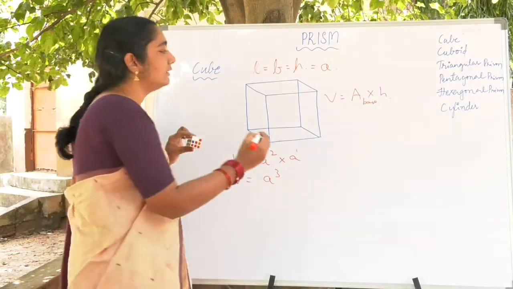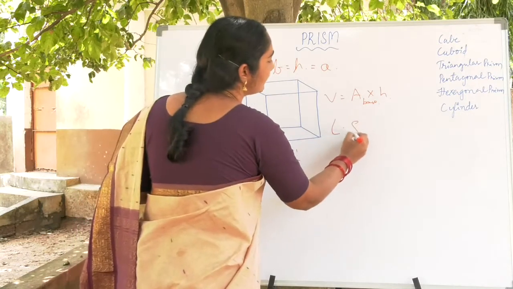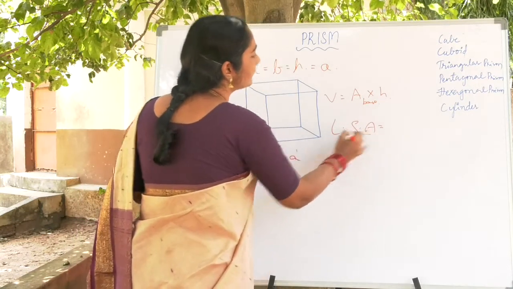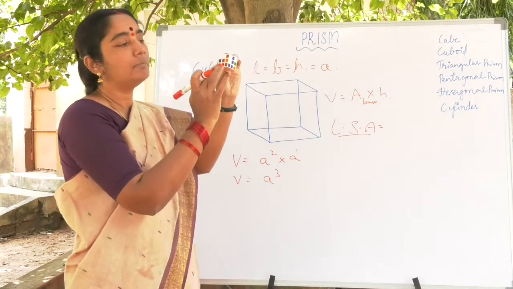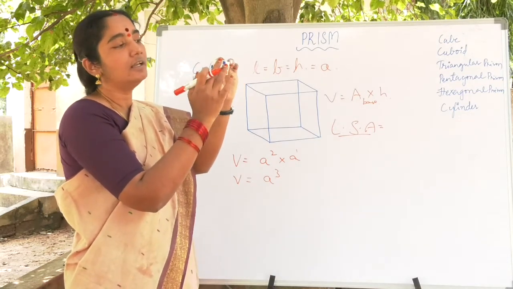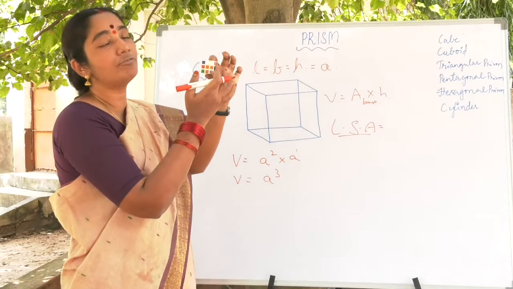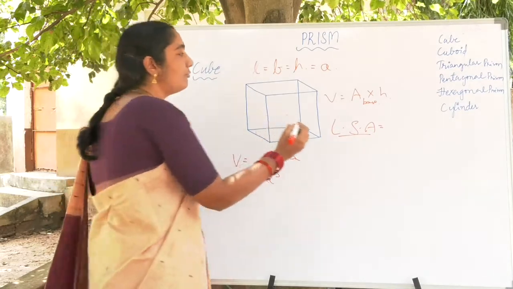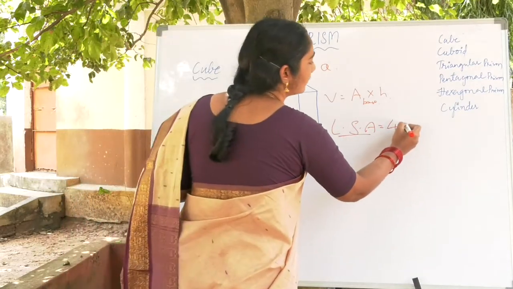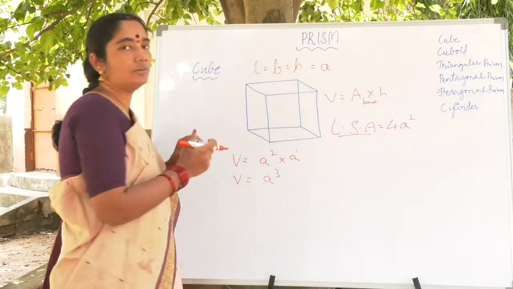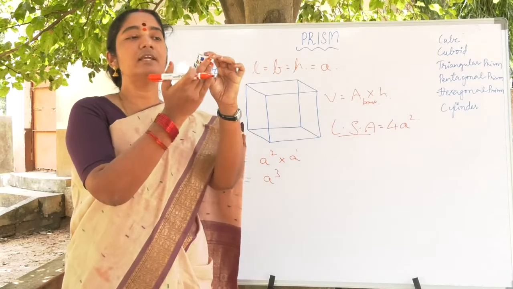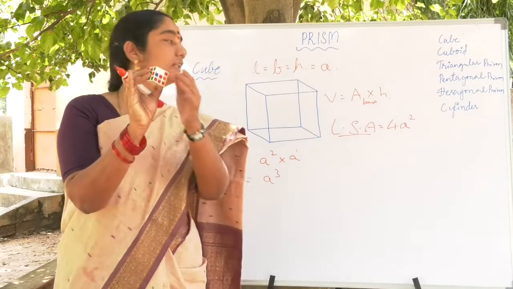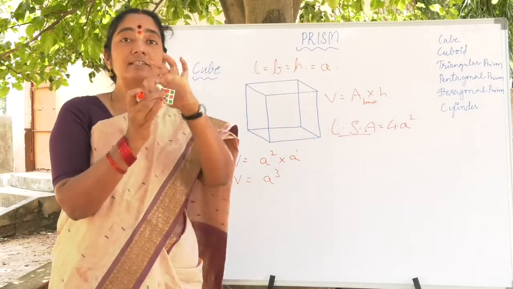In this particular case, the lateral surface area is, please try to understand, the area of this square, that is a into a, a squared. How many such squares are there? Four squares are there. So 4 into a squared becomes the lateral surface area, because four sides are there, four squares are there. That is the lateral surface area.